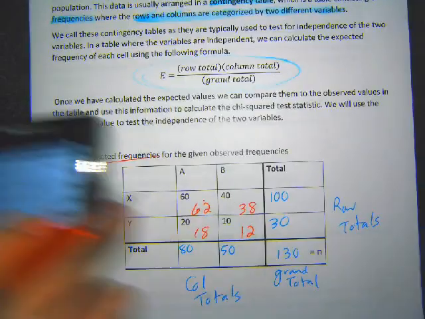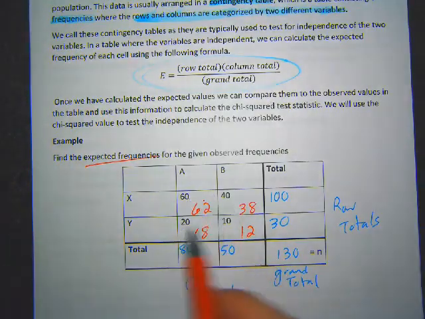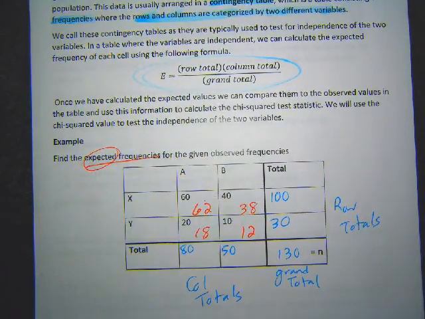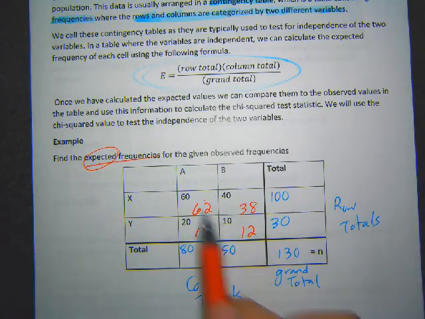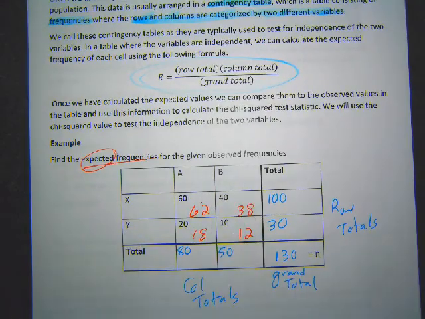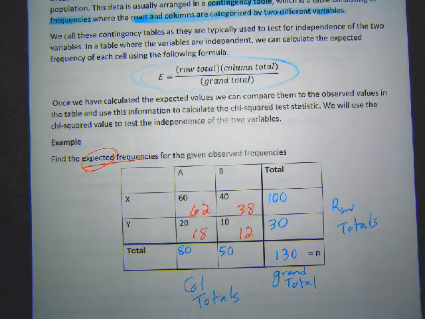So the already printed numbers were what they observed. That's what they got from their sample result. And the red numbers are our expected. So based on this data, we were able to calculate what we should have expected if they were independent. If these variables did not affect these variables, if there was no connection, these would be the values we'd expect based on just how much was in this row, how much is in the column.